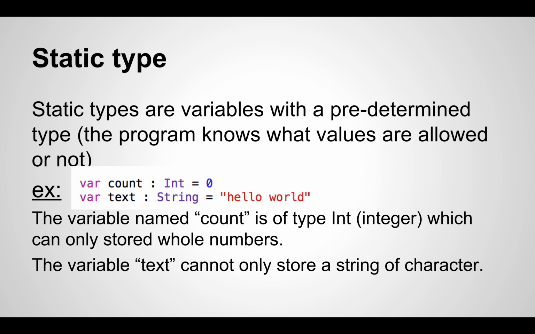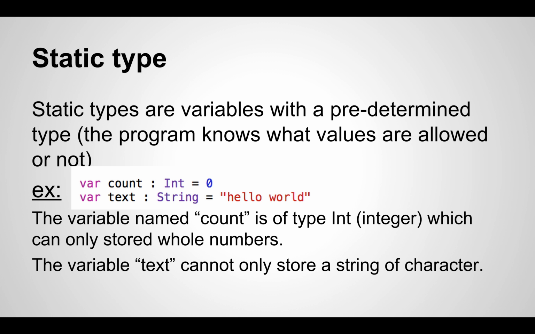And in the very next example, the text, var text: String is equal to "hello world". Now, this text can only store String, which are basically a series or a sequence chunk of characters. Okay? And it can only store this sequence of characters. So I cannot assign 0 to it instead of "hello world". It will not work. Since it's a static type, the program will understand and will throw an error.